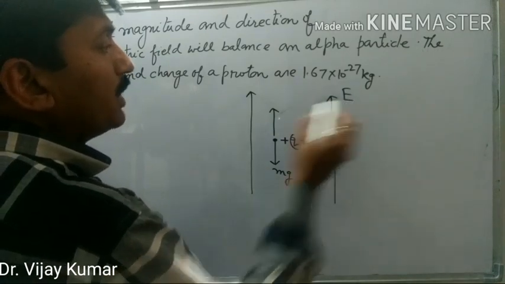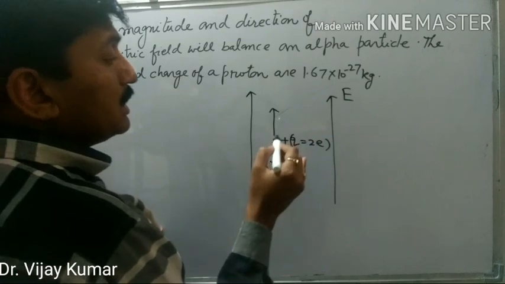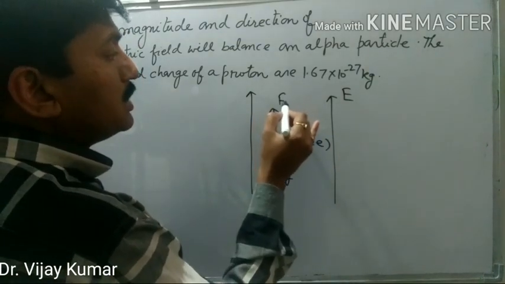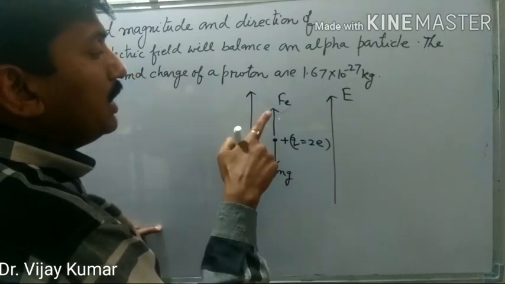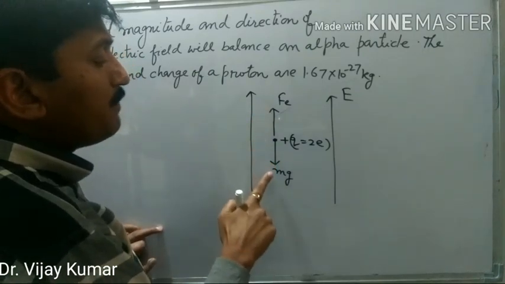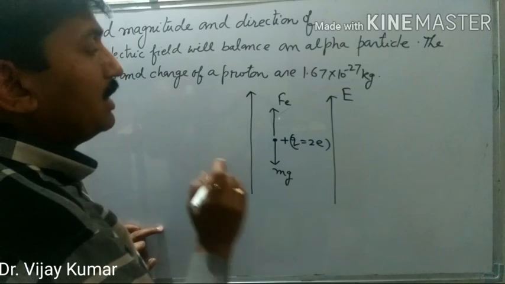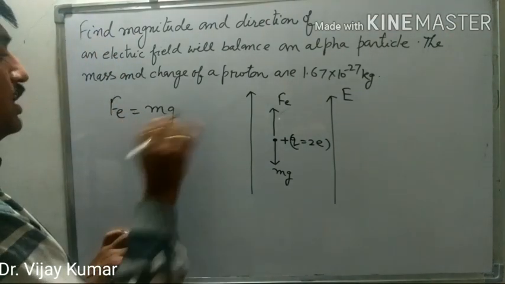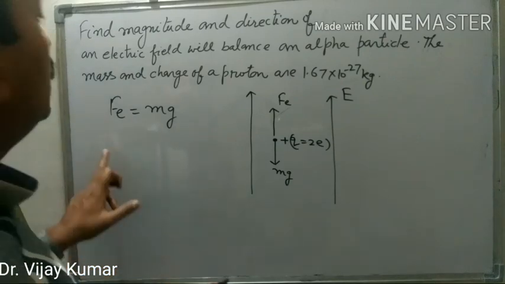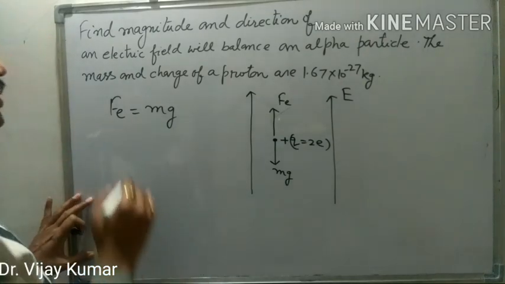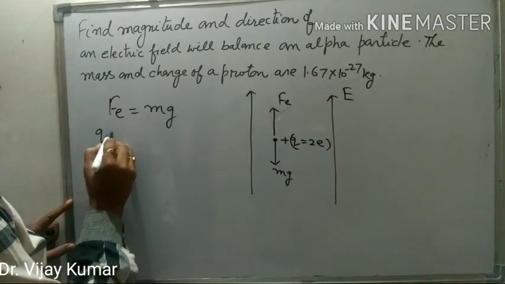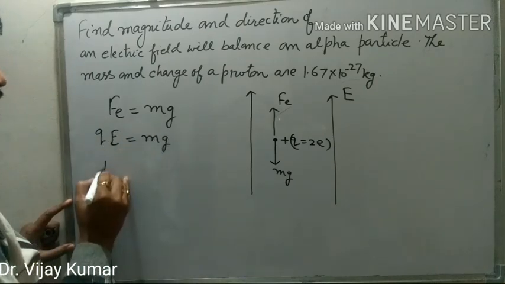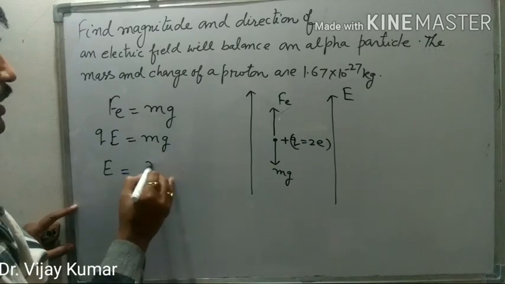This should be the direction of electric field, and electric force on this alpha particle should be in this direction. This is electric force, and this electric force will be balanced by the weight of the alpha particle. It means electric force equal to weight of alpha particle, and this should be the balancing condition. Fe equal to Q into electric field, that should be equal to mg, and we have to determine electric field.